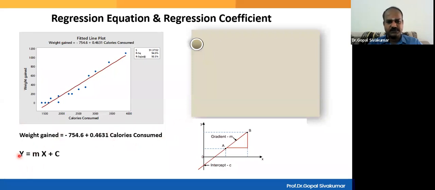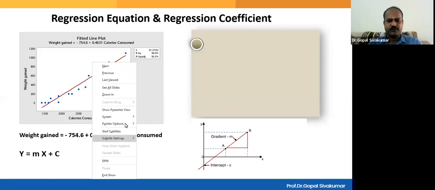You can represent this in the form of y equal to mx plus c. Now m is the regression coefficient. This m is nothing but 0.4631, and you can easily find out this m value. This m value is nothing but the slope of this particular straight line. So how do you find the slope of this particular straight line? Measure the angle the regression line is making with the x-axis, and you can call it theta.